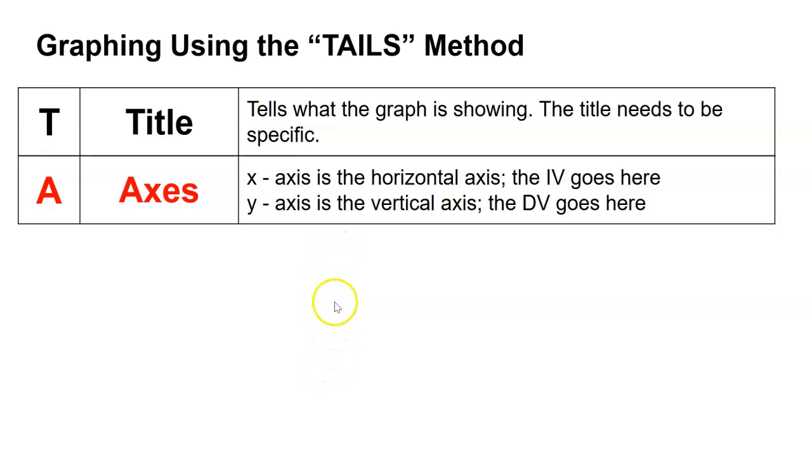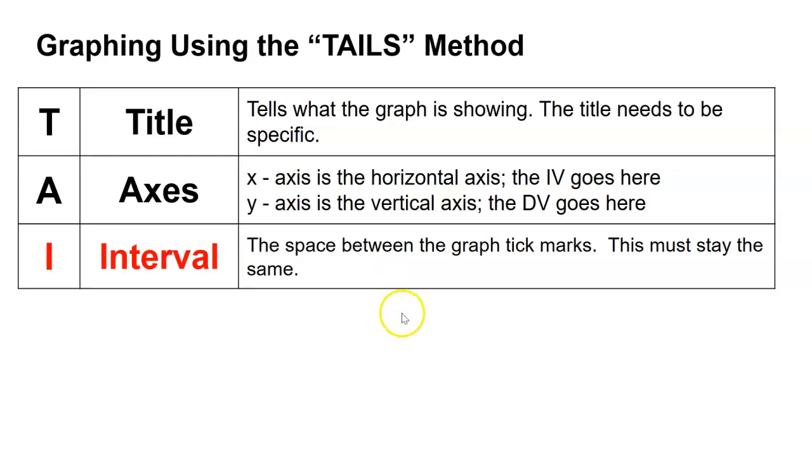So sometimes Google Sheets will get confused, or if you're graphing by hand, you might get confused. This helps you remember which of your variables should go on which axis. The I stands for interval. This basically refers to the space between the little tick marks. If you're making a graph by hand, you have to make sure they stay the same. If you're graphing in Google Sheets, typically it's going to calculate that interval for you.